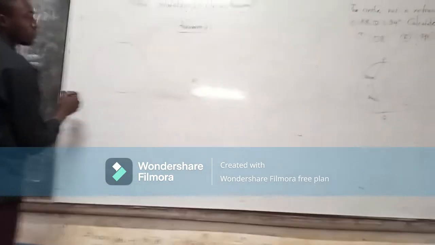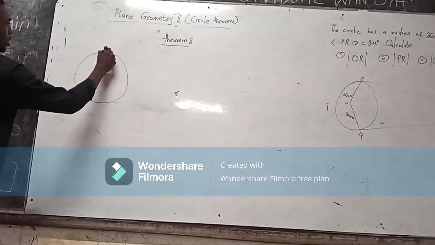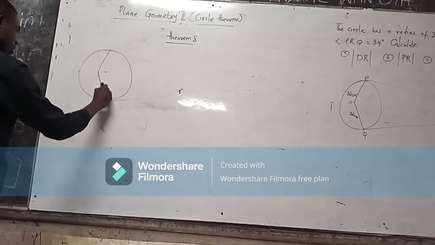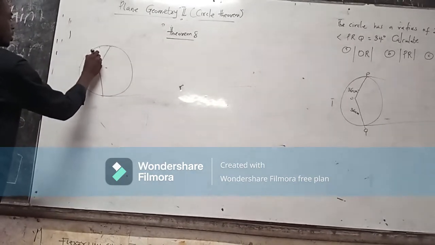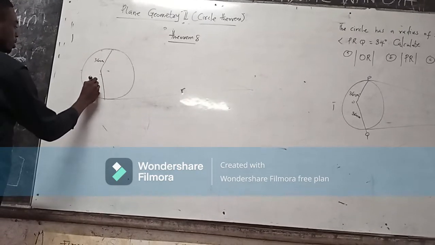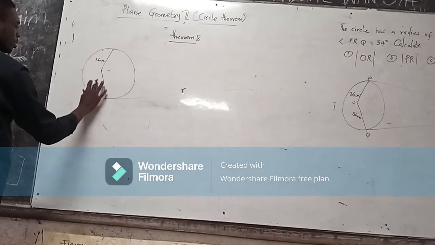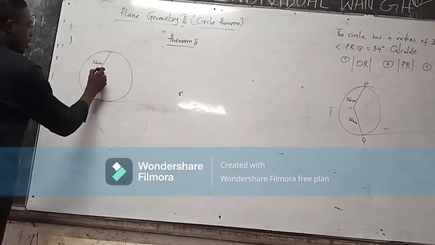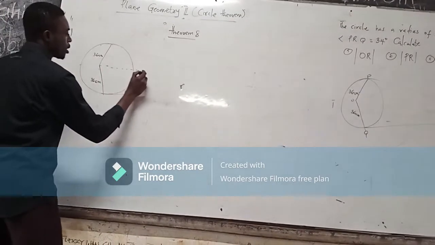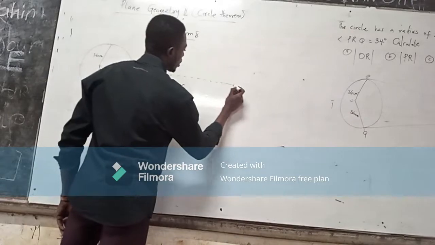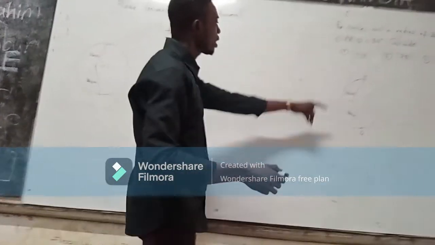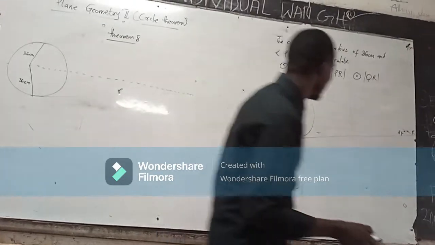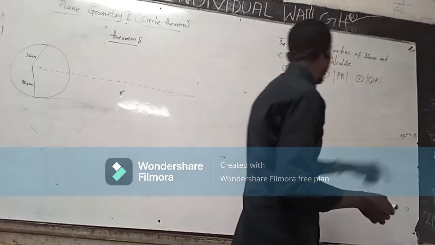Okay. So once we have this, this is the center. So we have here to be 36 centimeters, and we have to create an imaginary line because they are saying that we should find the length of OR. So it means that there should be a line from O to R.